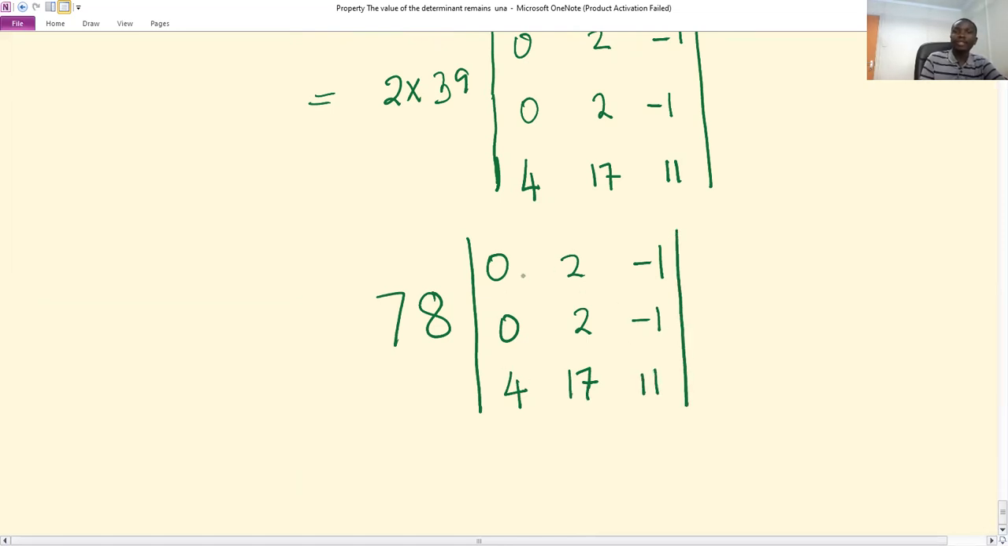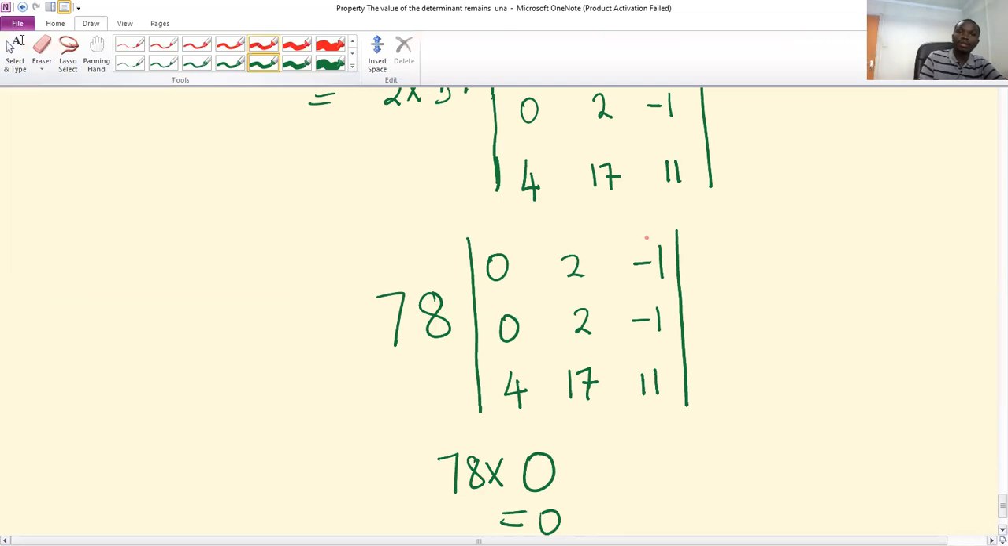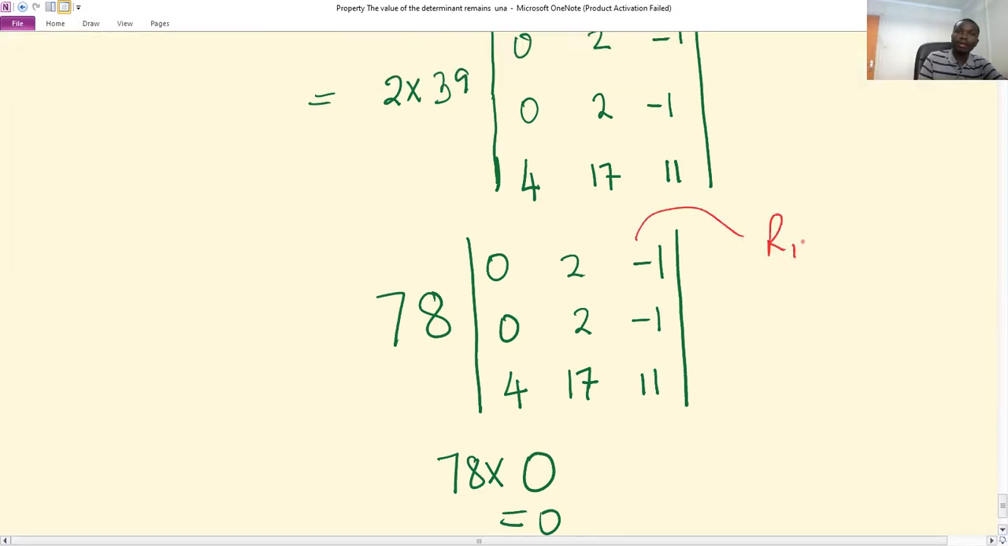And this is 0 times 78, which is 0. And the reason why this determinant is 0 is because row 1 is equal to row 2. We say that whenever two rows or columns of a determinant are the same, then the value of the determinant is 0. So that's why we conclude that this determinant is 0. So the value of the whole determinant is 0. Thank you.